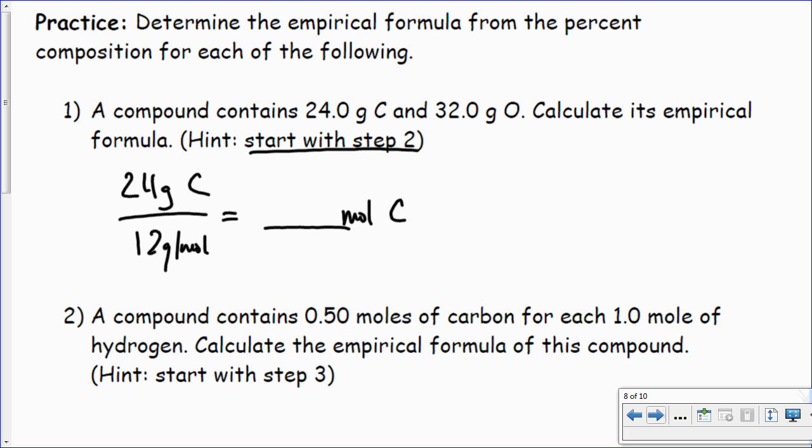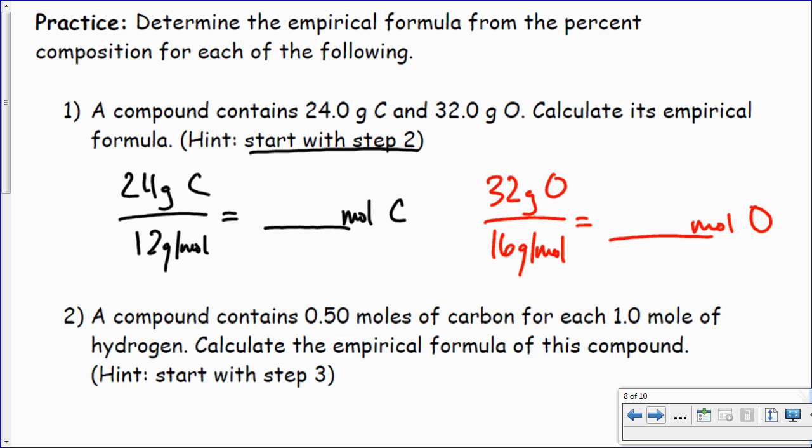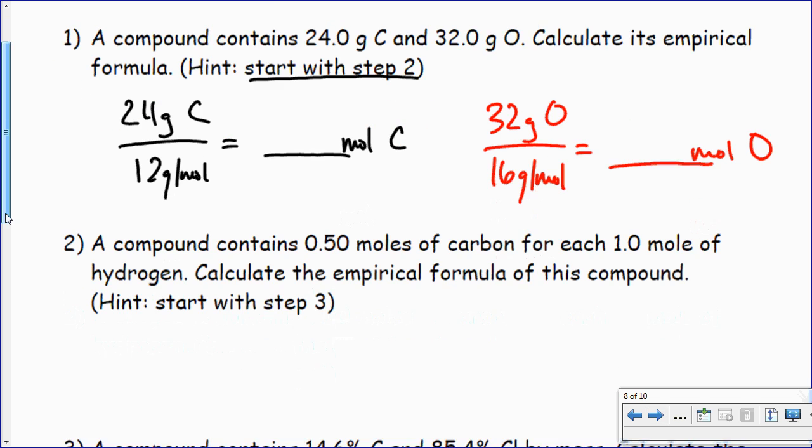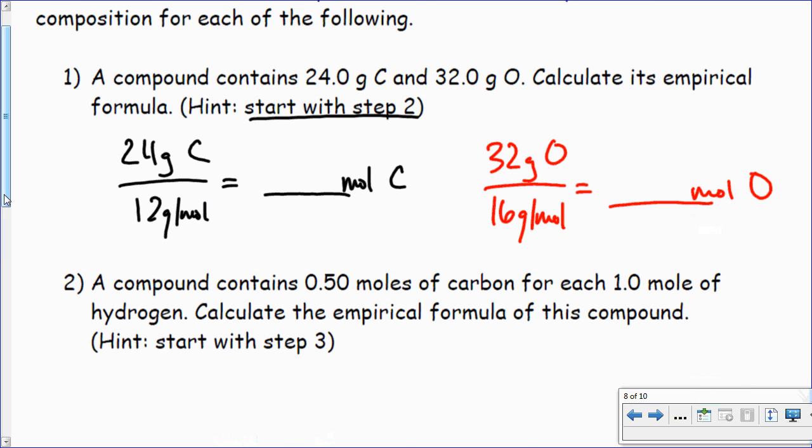And then we'll do the same thing for oxygen. 32 grams of oxygen divided by 16 grams per mole equals blank moles of oxygen. So then, of those two numbers, remember you have to do step 3. We have to go through step 3 to find out the actual lowest ratio. So I want to see your calculation, and the final answer here is the empirical formula.